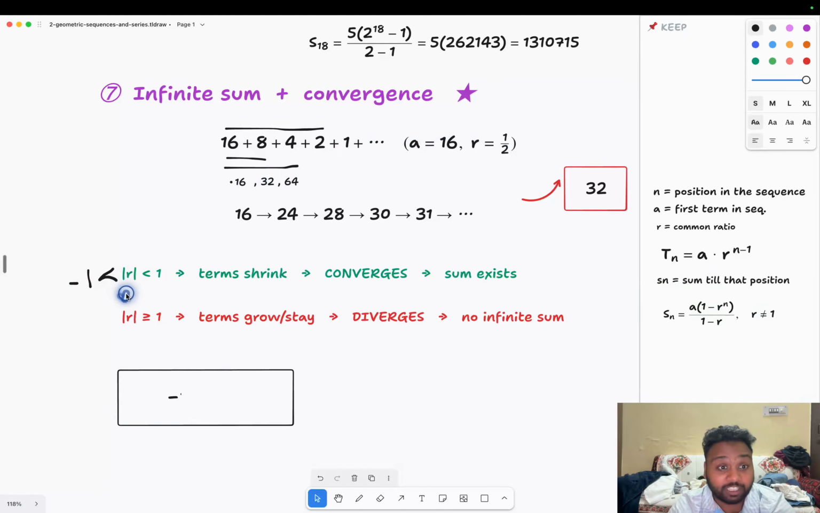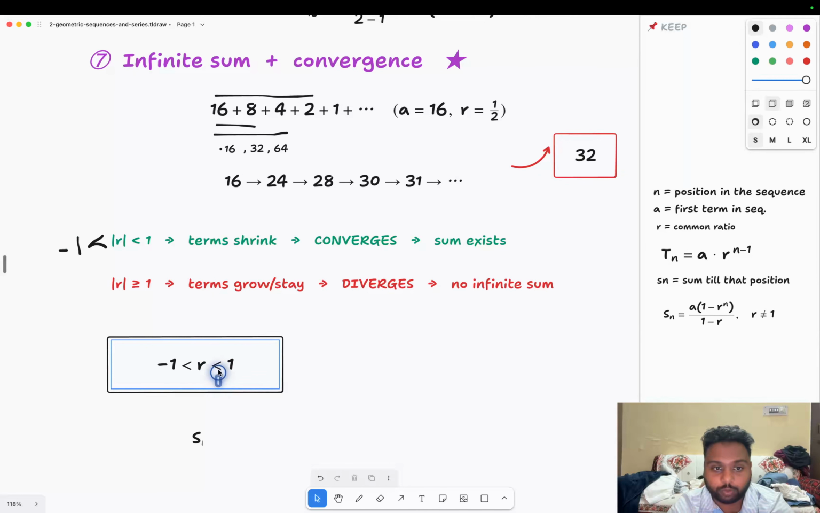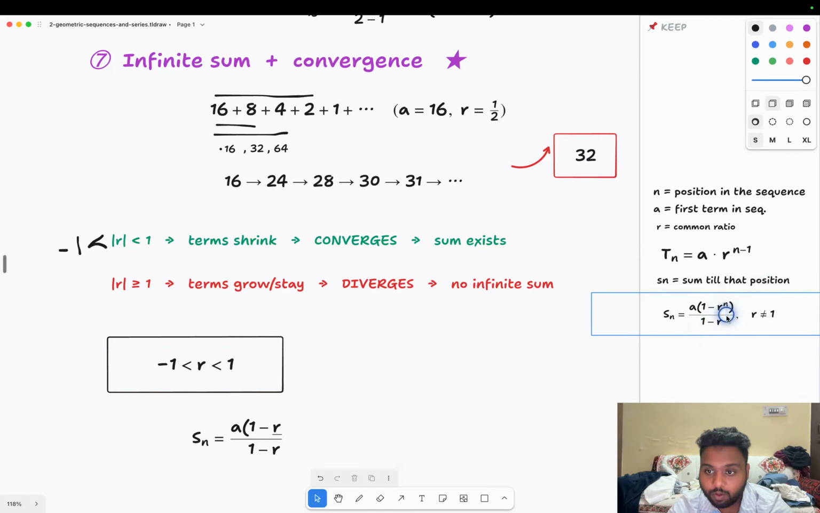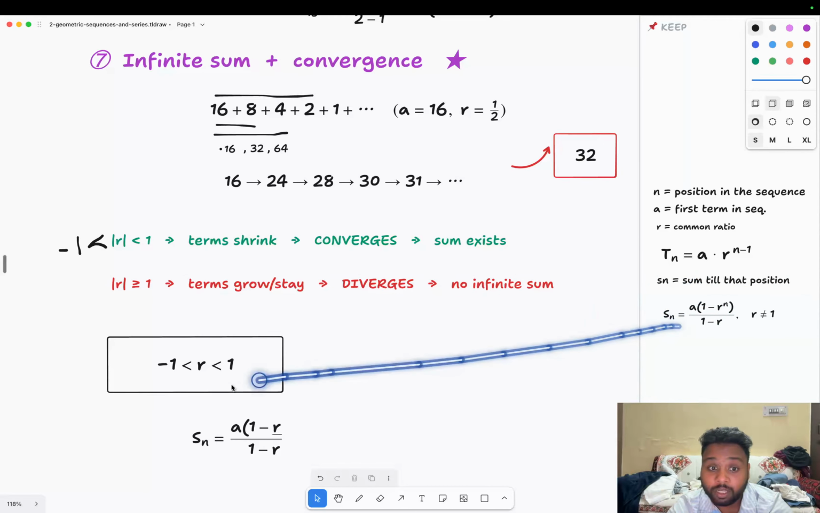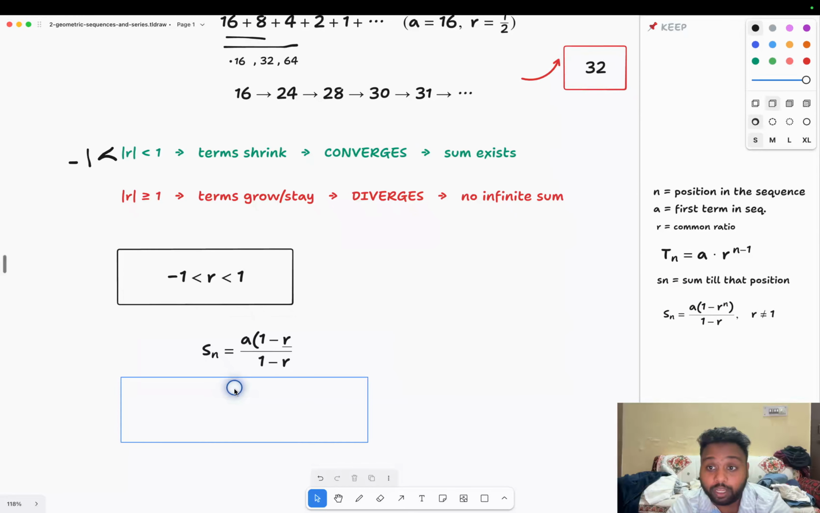But in the cases when the r is less than 1, an infinite sum can exist for my series. Okay, and only when the r value is between minus 1 and 1, an infinite sum can exist. Now we are going to look at this formula, and we are going to figure out how we can modify it to include infinite sum series.